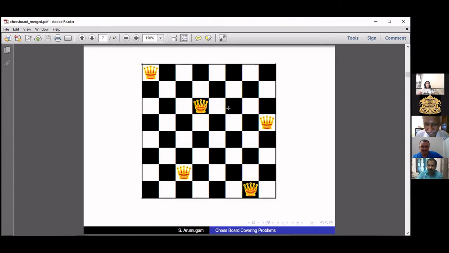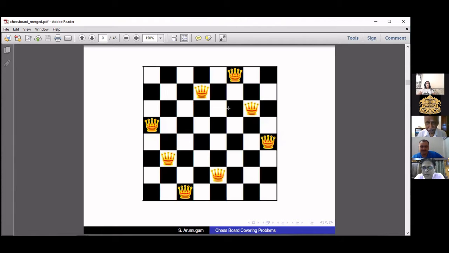Same five? Mm-hmm. It's much more than that. Oh, eight queens can be placed. Yeah, here is the solution. When I have placed eight queens, no queen attacks another queen. And that's the maximum.